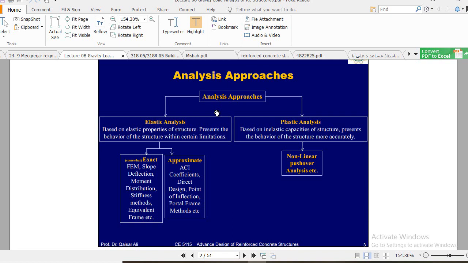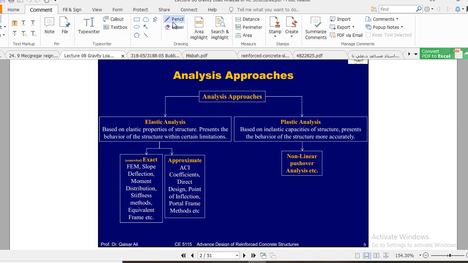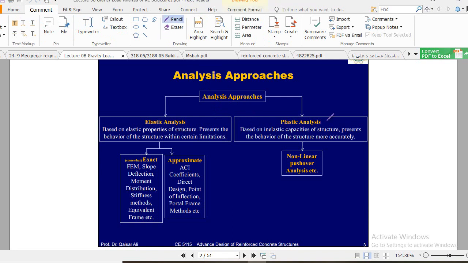Whatever, we have these two major methods. In elastic analysis, these are approaches in which Hooke's law is applicable. We basically apply a load on a structure, and it gives us bending moment, shear and stresses, something like that.